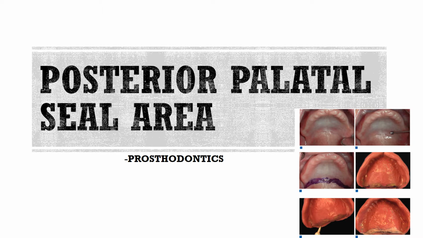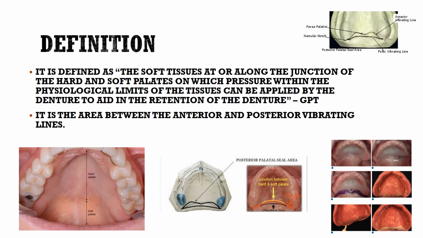So moving on towards this topic in depth. What is the definition? It is defined as the soft tissues at or along the junction of the hard and soft palate on which the pressure within the physiological limits of the tissues can be applied by the denture to aid in the retention of the denture. So I'm going to break this into various parts. The first is it is the soft tissue at or along the junction of the hard and the soft palate. So your PPS is a soft tissue that is at the junction of the hard and the soft palate. Approximately it's over here.